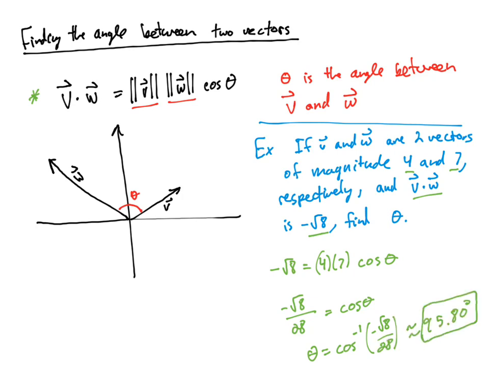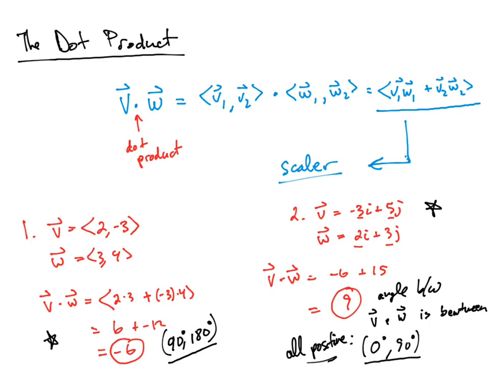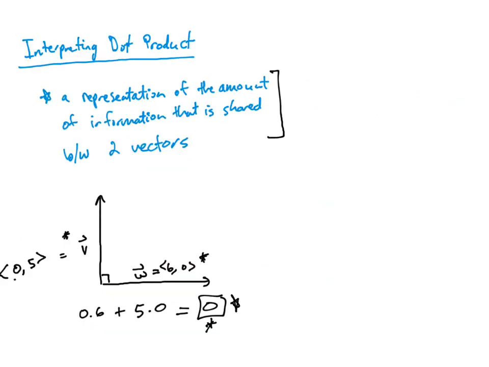And typing that into the calculator, we get about 95.8 degrees. So let's interpret what this means. We saw that we had a dot product that was negative. Like we said previously, if we have a dot product that's negative, that must mean the angle between them is between 90 and 180 degrees.